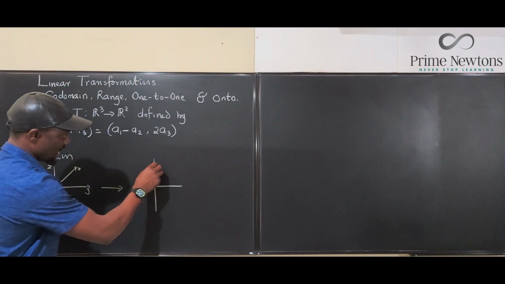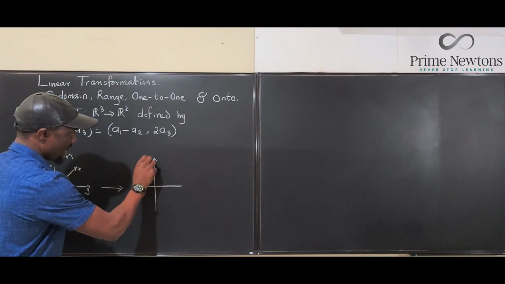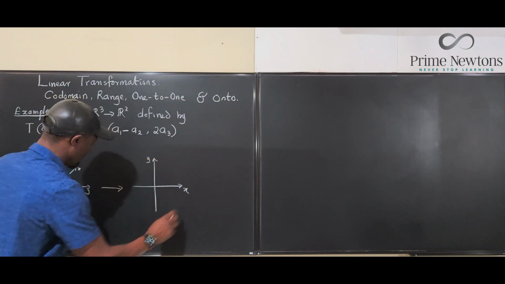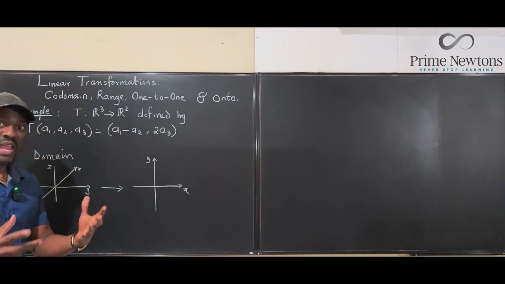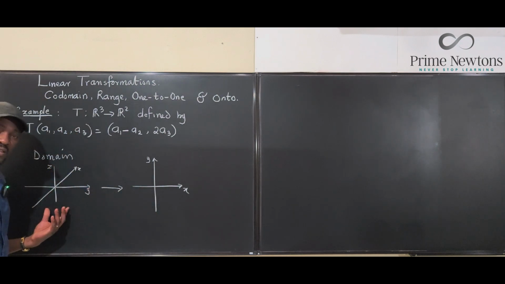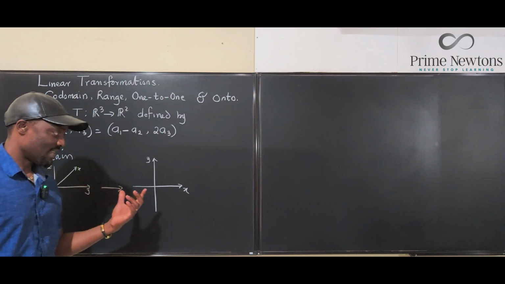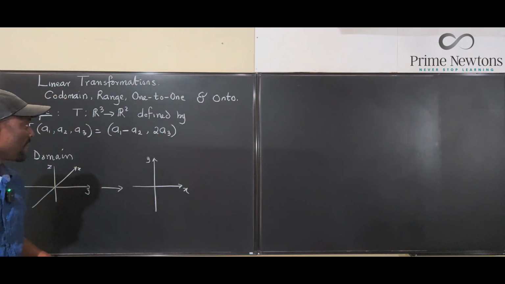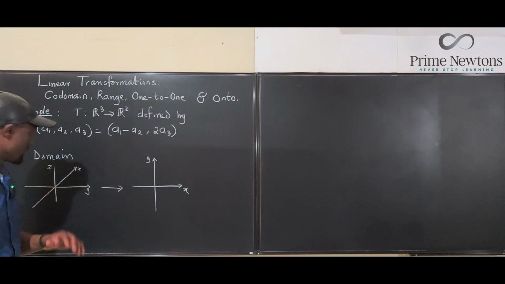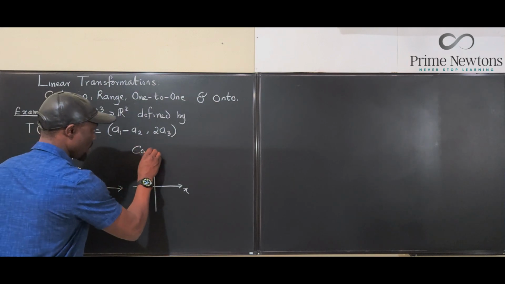So we're just taking it into this plane where you have Y and you have X. So anything here is going to go here. So the domain is R3. The codomain is R2. Now, that's the first one. So this is the domain. This is the codomain.